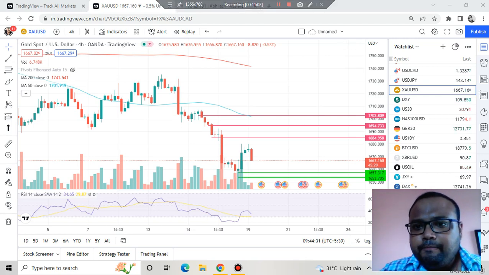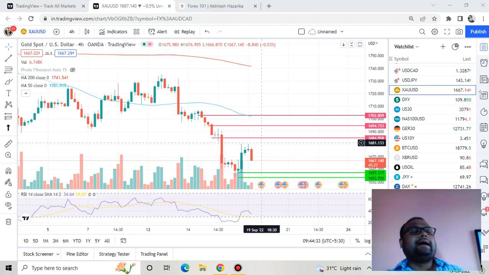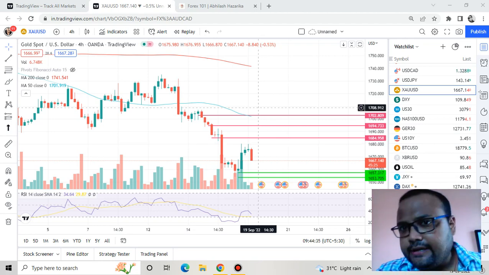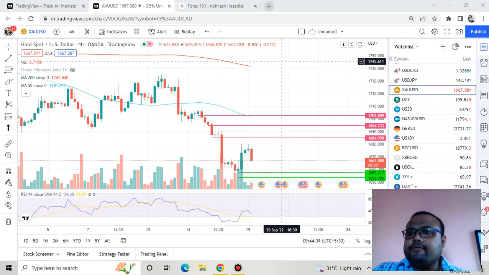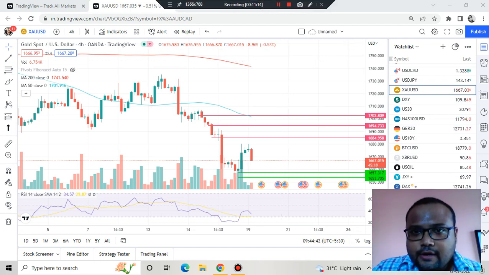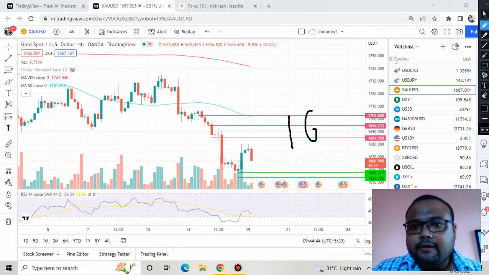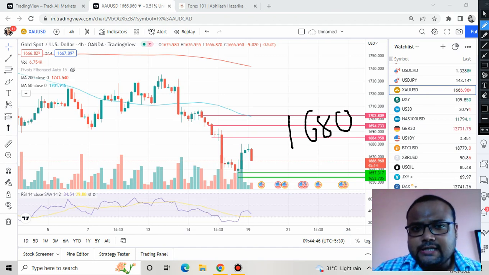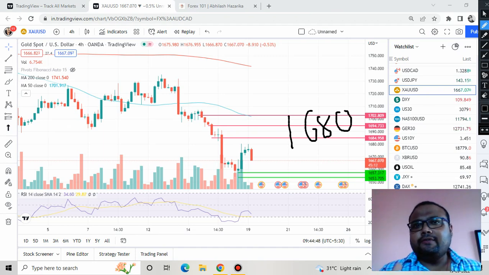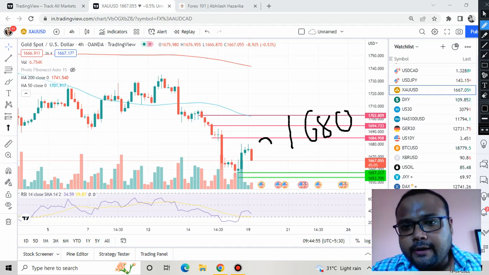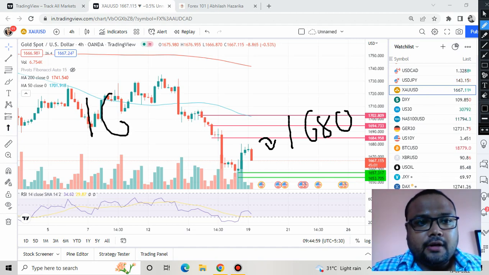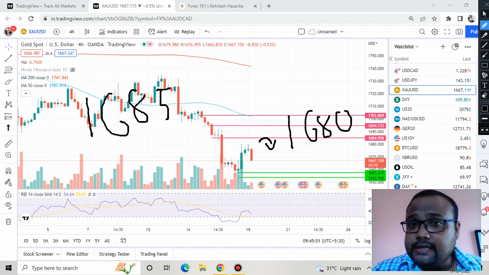On the other hand, if the market goes up from here, let's say during the evening time, then we have some resistances as well. The first resistance is the 1680 level. Considering the present condition of the market, there's a possibility that the market will face trouble going up. If the market reverses from here, then you can take a sell position. After 1680, we have 1685. This is the second resistance.